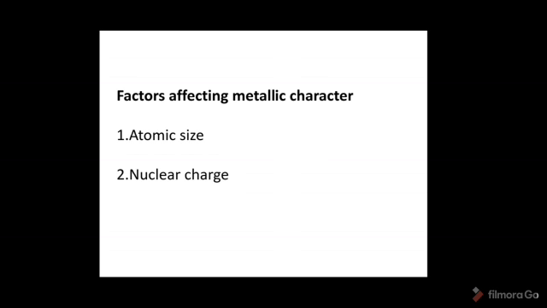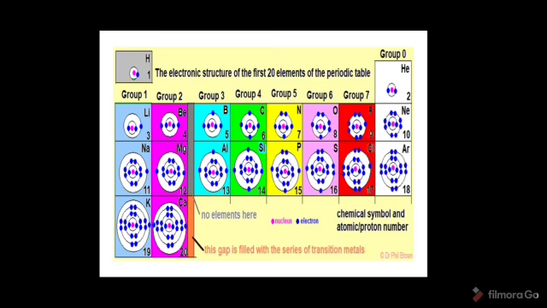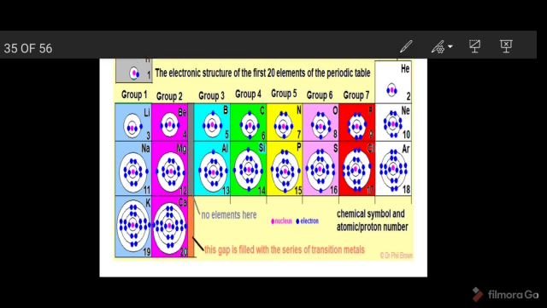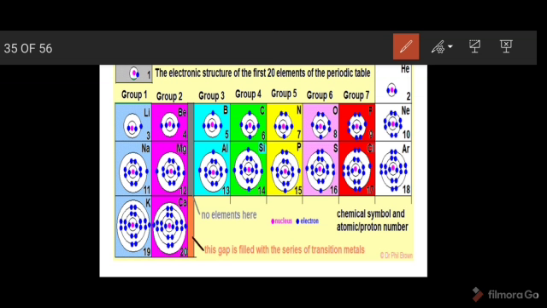Factors affecting metallic character: atomic size and nuclear charge. When you move from top to bottom in any group, metallic character increases. When you move from left to right, metallic character decreases. Why? When you move from top to bottom, the number of shells increases, atomic size increases. So, it will be very easy to remove the electron from the outermost shell. Metallic character is nothing but the tendency to lose electrons.